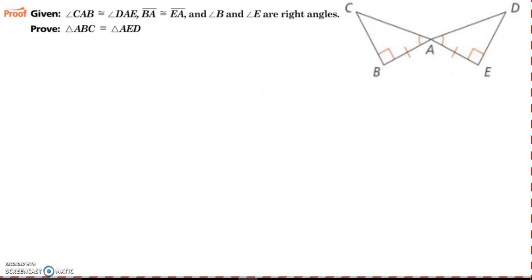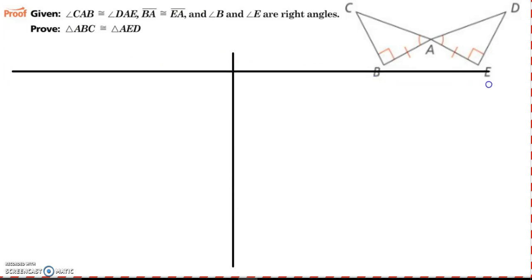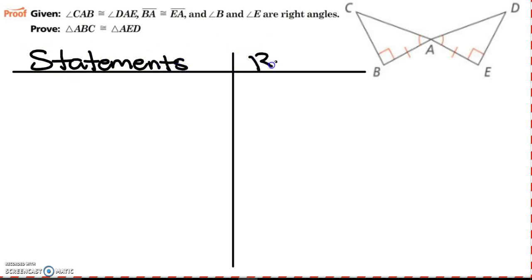Okay, given angle CAB is congruent to angle DAE, which is marked. BA is congruent to EA, that's also marked. And B and E are right angles, prove that these two triangles are congruent. So this is a proof, so we're going to write a two-column proof with statements and reasons. So this side's going to be statements and reasons.